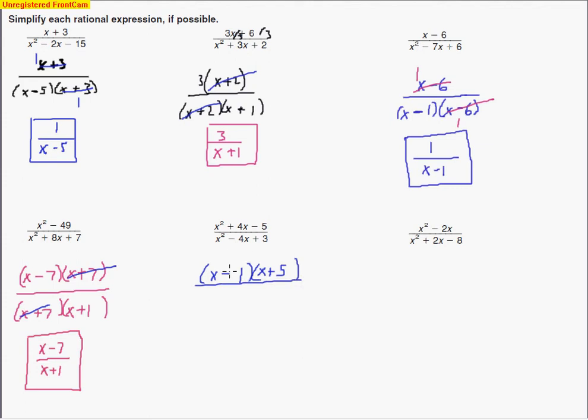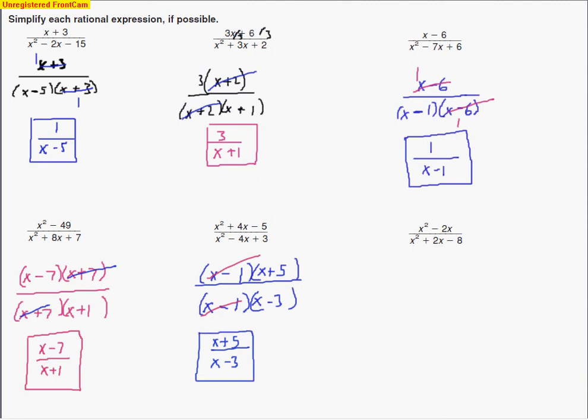Down below, we're going to go with two binomials again. X and x make the x squared. Numbers that multiply to make 3, but again, they're adding together because they're the same sign. So we're going to put a negative 1 and a negative 3. See, those will multiply to make a positive 3 and add to make that negative 4. So we go ahead and take out that common factor of x minus 1. Now those are gone, so we're just left with the expression x plus 5 over x minus 3.